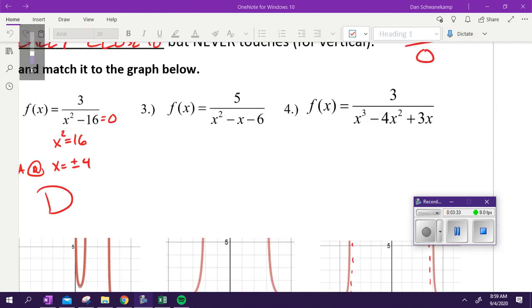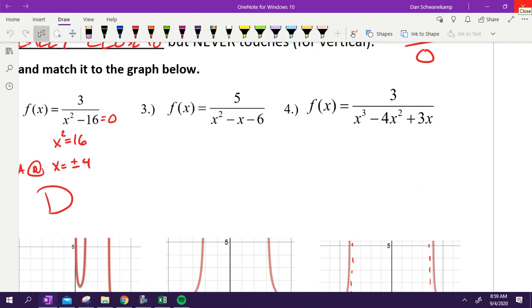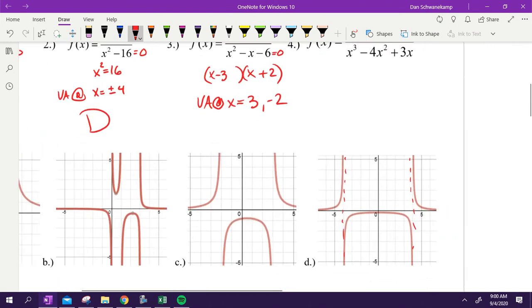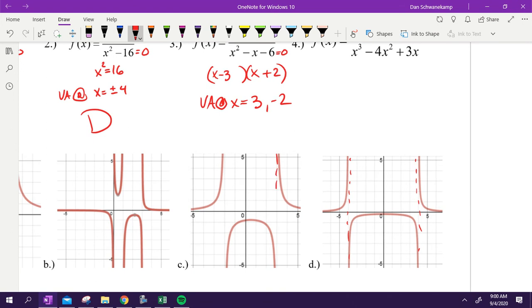So let's look on number 3. Sophia, what'd you do on 3? I set the bottom equal to 0. Yep. Set the bottom equal to 0 and factor. How'd you factor that thing? X minus 3 and x plus 2. She's going to set them each equal to 0 and solve. So you have a vertical asymptote where? Good. So we're looking for the graph with 2 vertical asymptotes, one at 3 and one at negative 2. That is definitely that one right there.